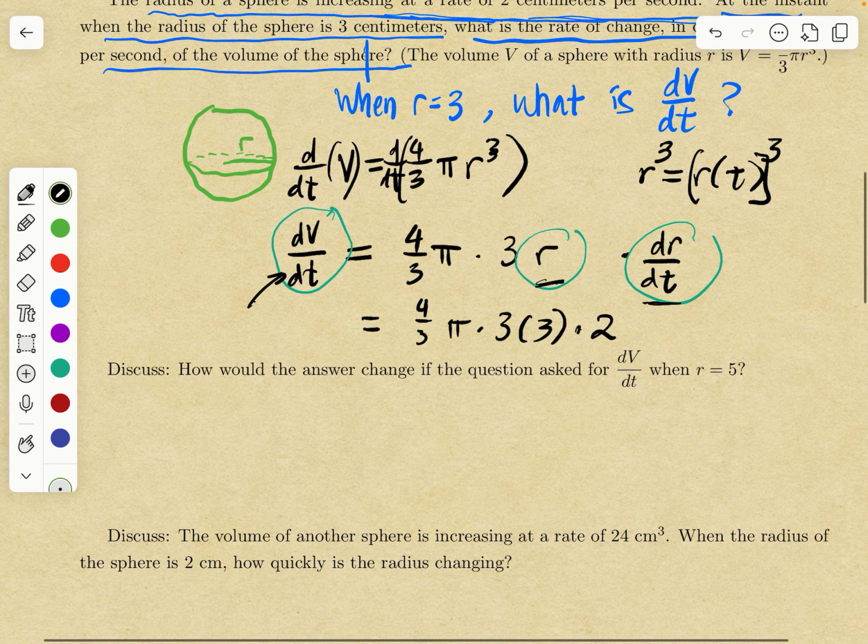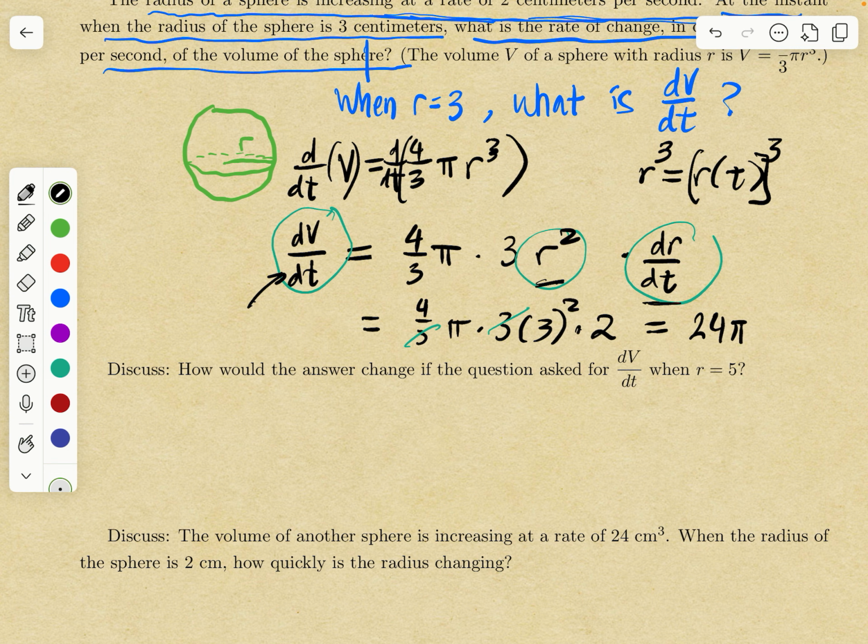So dv dt is, well, when you calculate this, let's see, the 3's are going to cancel here, so you're going to get 24 pi. Is that right? There's a 3r squared. So 72 pi.